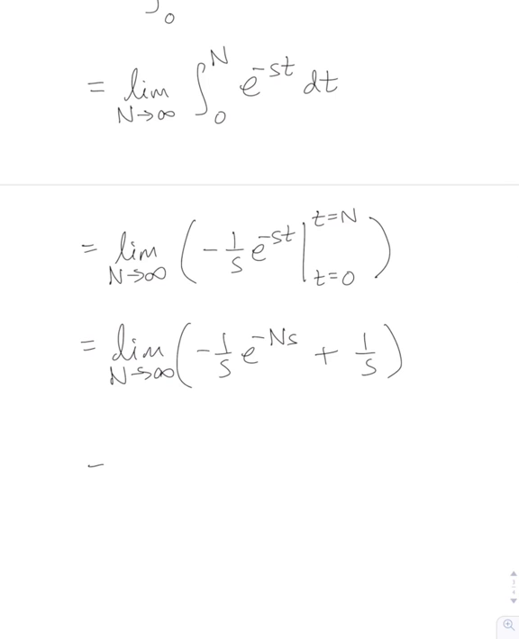So we can write this piecewise. This is going to be 1 over s if s is positive. Now if s is 0, that expression is undefined, so we have a 0 in the denominator. And if s is negative, then negative ns is in fact positive and is going to go to infinity as n goes to infinity. And so in either case, this limit does not exist.